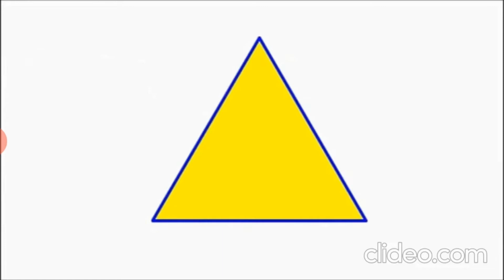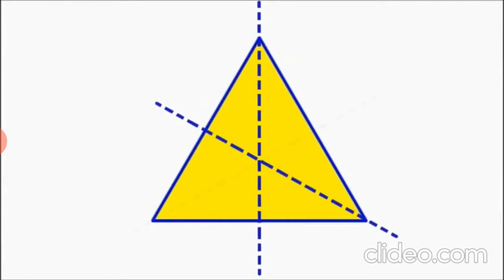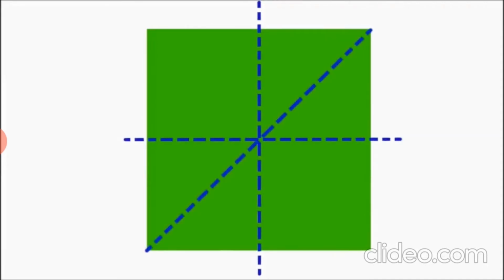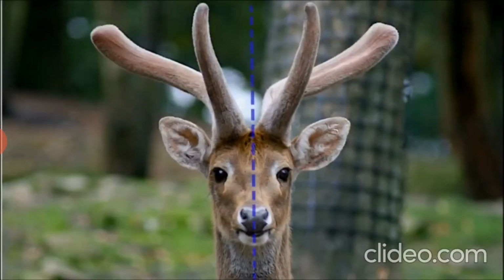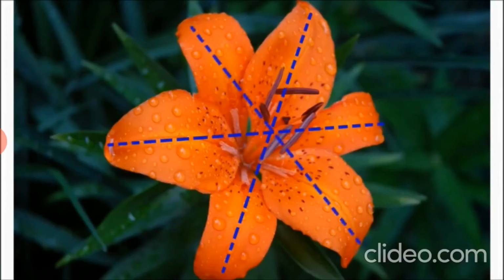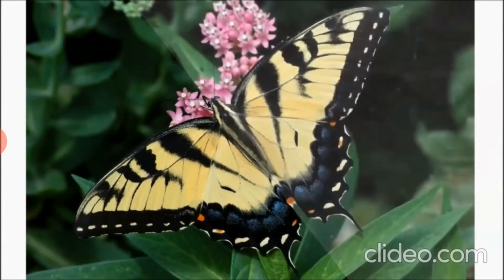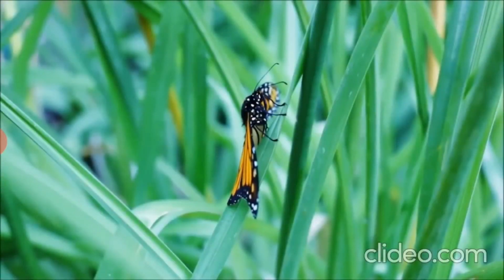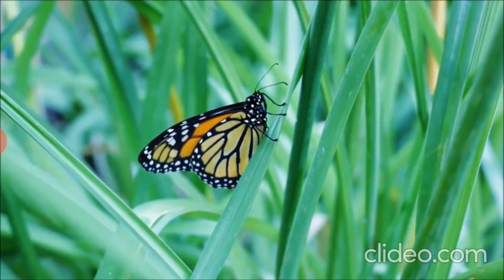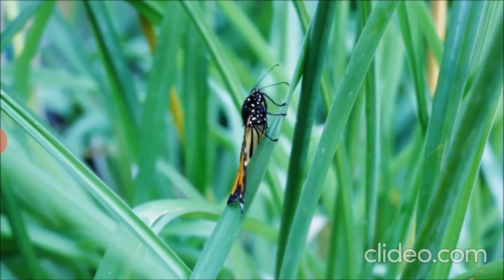What about this equilateral triangle? It has three lines of symmetry because all three sides are equal. So, we can draw three lines of symmetry for this equilateral triangle, right? What about the square? How many lines of symmetry does a square have? Can you tell me? Yes, it has a vertical line of symmetry, a horizontal line of symmetry and diagonal lines of symmetry. Look at this deer, the flower and also the butterfly. If you draw the line of symmetry and the figure is folded up, it matches exactly.